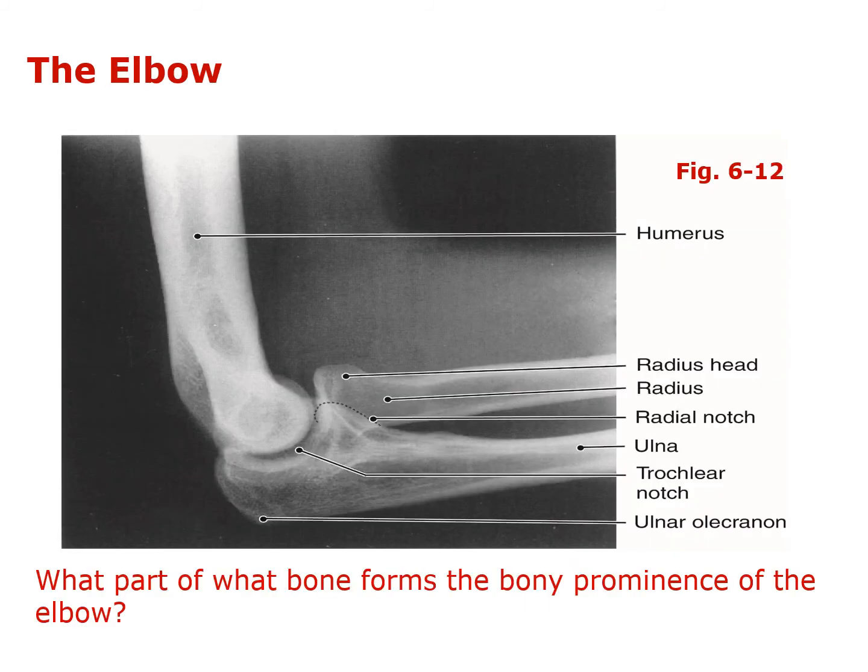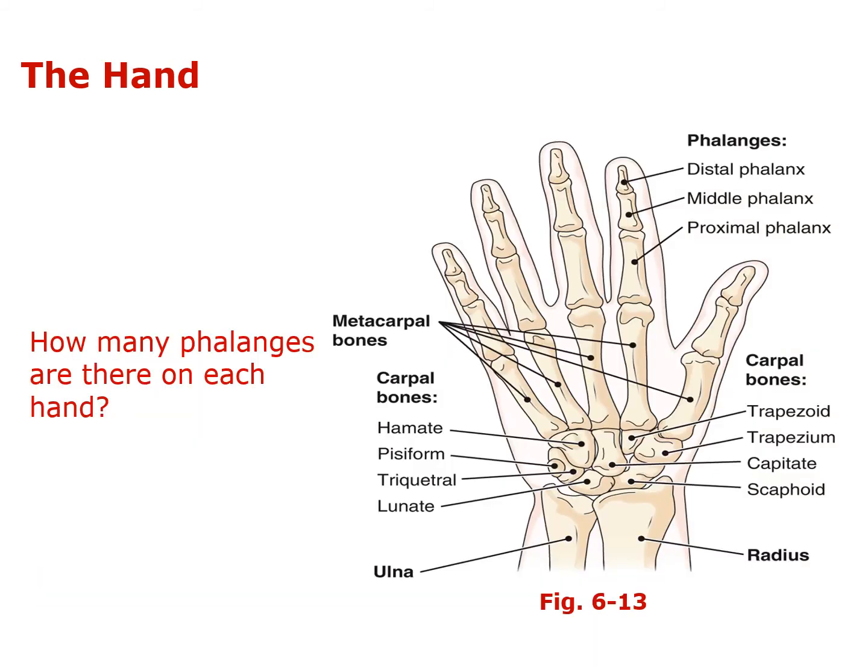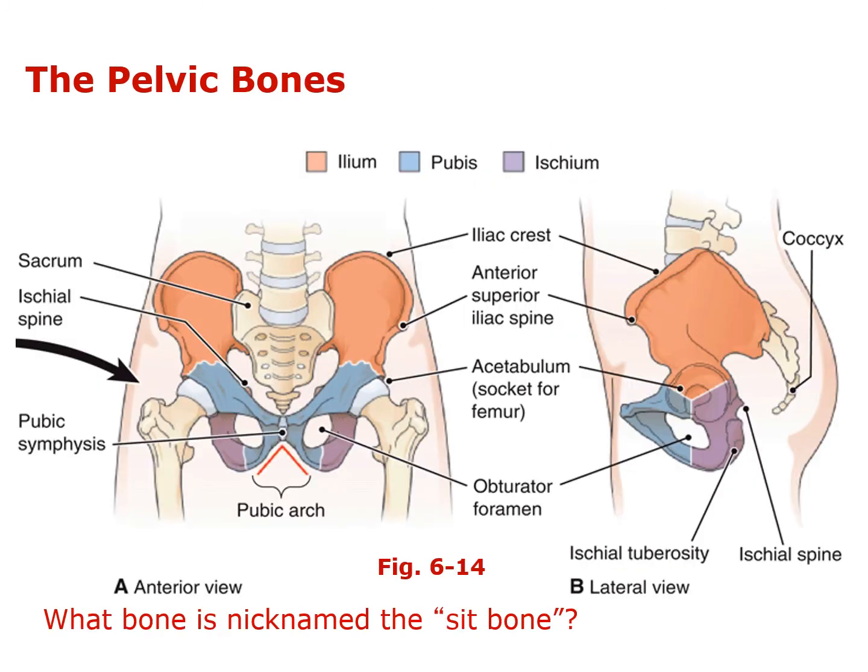All right, so here is the humerus on x-ray. You have the radial head, the radius, you have the radial notch right here, you have the ulna bone, you have the trochlear notch where the humerus comes in, the ulnar olecranon process. Anyway, here's the hand. We've already gone through all this. We're more worried about that we have phalanges, we have metacarpals and where they are, we have carpals and where they are. And then here's the hip, the pelvic bones.